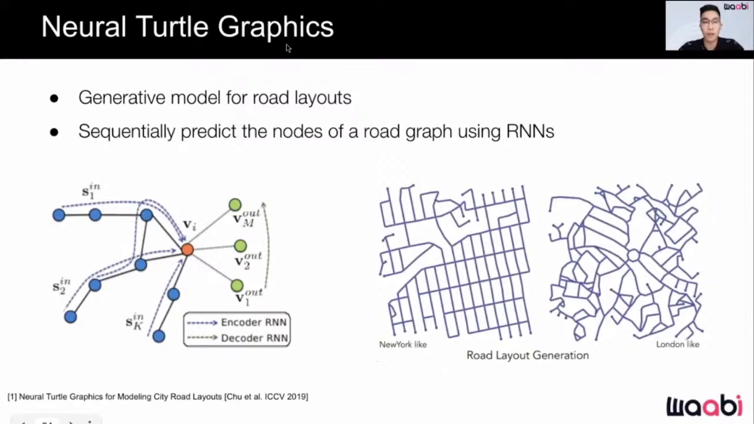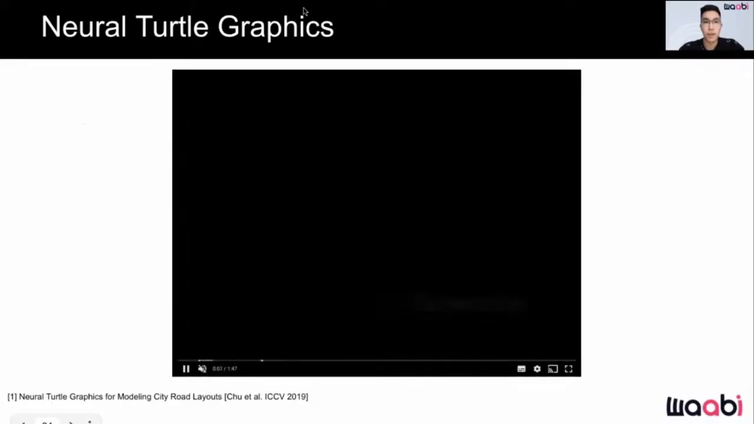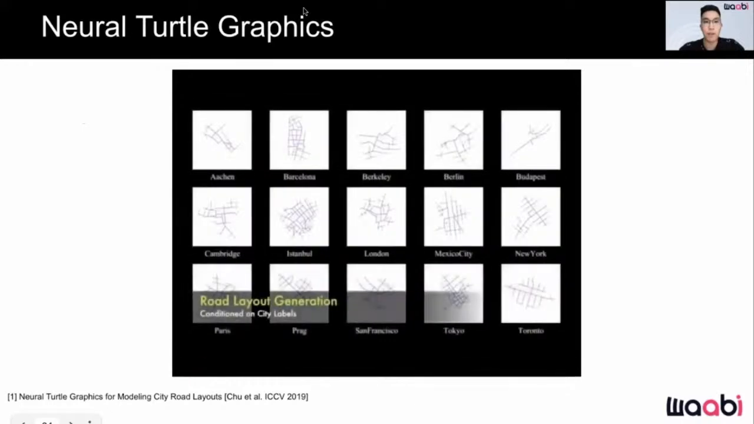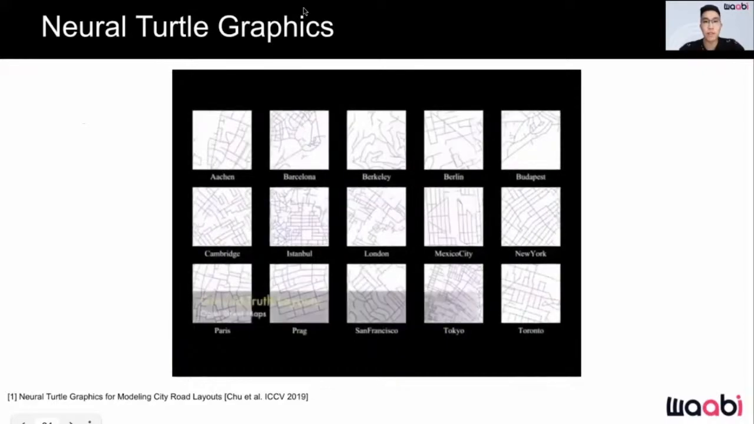The model can also be conditioned on a set of attributes to control the style of the generated road network, as one can see in the figure on the right, where maps similar to New York and London have been generated. And here we see a video of the results of this work. We see that conditioned on city labels, the method generates layouts very similar in style to the actual cities.